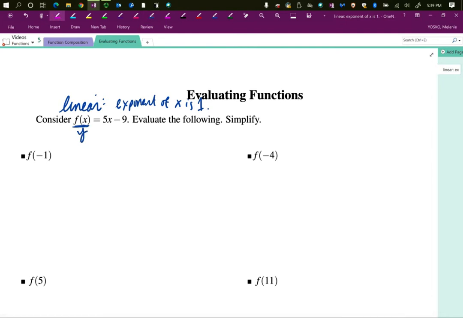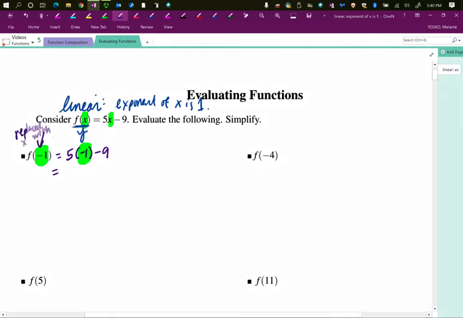Evaluate. That just means we are going to replace the x right here with whatever is in here. So f of negative 1 means every time we see an x up here, there's an x in f of x and then an x that's multiplied by 5, we're going to write negative 1 in its place. So f of negative 1 is 5 times negative 1 minus 9, because we have taken every x and replaced it. We've replaced this x with a negative 1, so that means we're going to replace this x as well with a negative 1. So 5 times negative 1 minus 9 is negative 5 minus 9. We get negative 14.